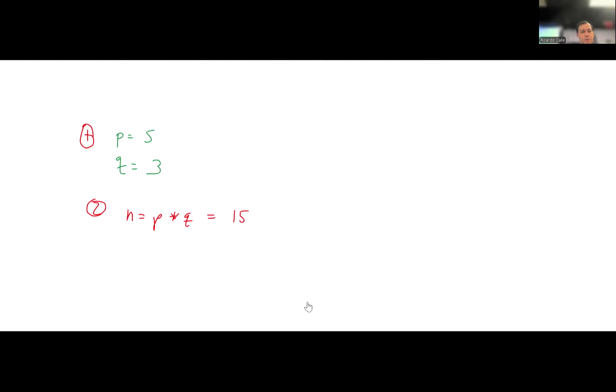All right, the next one, compute phi. Step 3. Phi will be P minus 1 times Q minus 1. So this should be what? 5 minus 1 is 4. And 3 minus 1 is 2, right? 2. So then the value should be 8. Do you see that? It's basically that.